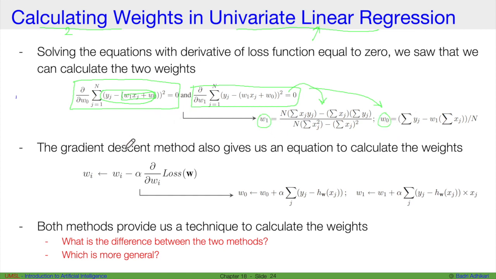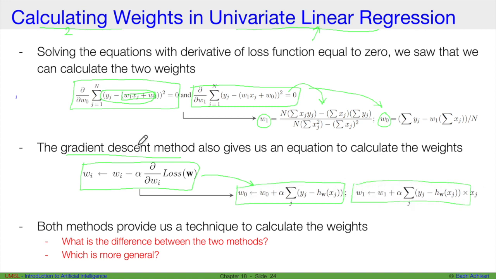We also saw a more general method to calculate weights, and this was using the gradient descent method. We discussed that the general equation to calculate loss is Wi equals Wi minus alpha times the derivative of the loss function. We also saw that in case of univariate linear regression, this can be expanded into two equations, where you have one equation to update W0 and another equation to update W1. The question is, what is the difference between these two methods, and which is more general?